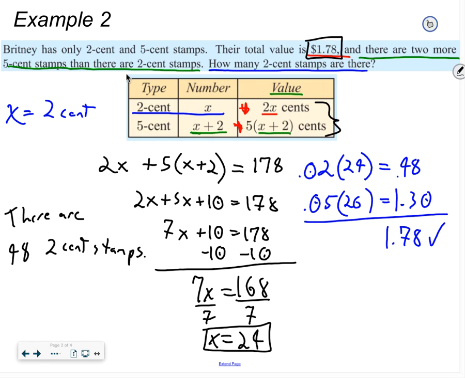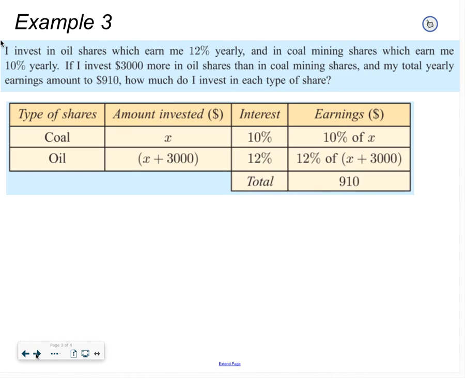Okay. All right. One more example here, example 3. So again, you can see we're using a table to organize our values. Let's make sure we understand how we get this from our word problem. So I invest in oil shares which earn me 12% yearly, and in coal mining shares which earn me 10% yearly. If I invest $3,000 more in oil shares than in coal mining shares, and my total yearly earning amount is $910, how much do I invest in each type of share?